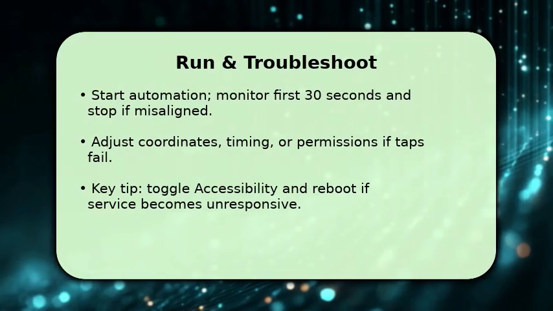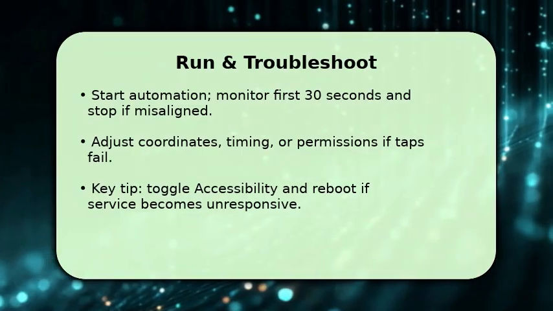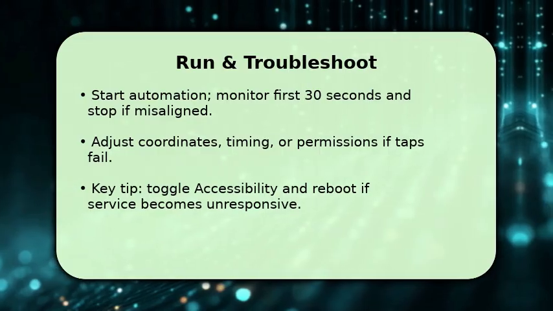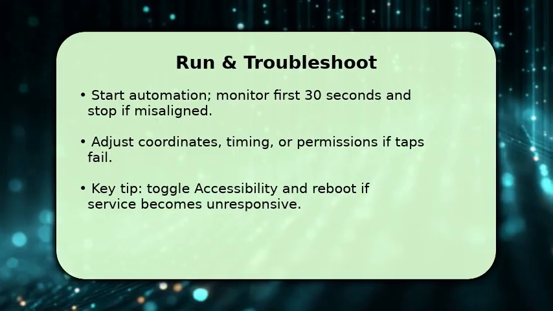Finally, run the script and watch the first 30 seconds to confirm taps hit intended targets. Stop immediately if something misfires. If taps miss, refine coordinates or increase delays, and make sure the app remains in the foreground.